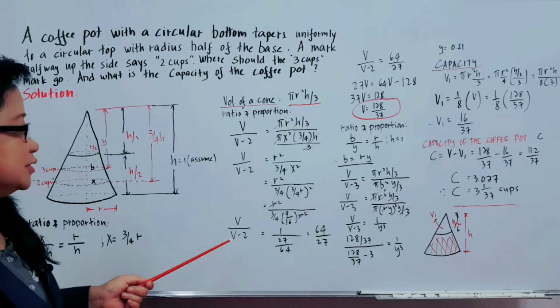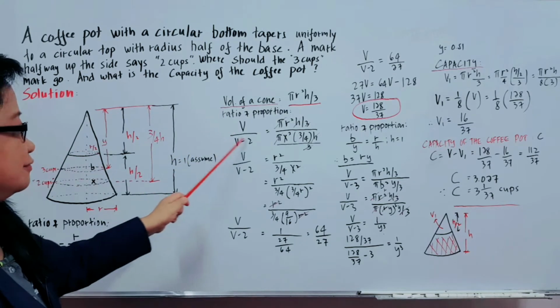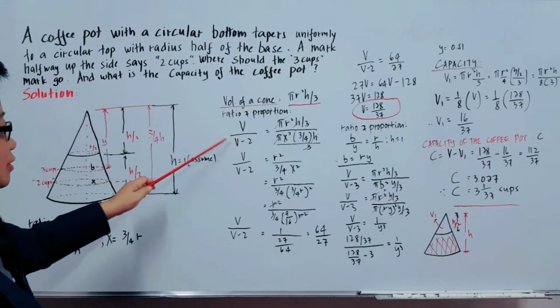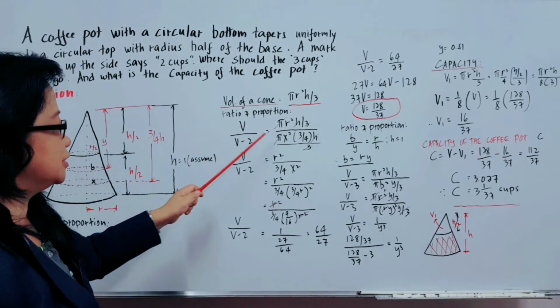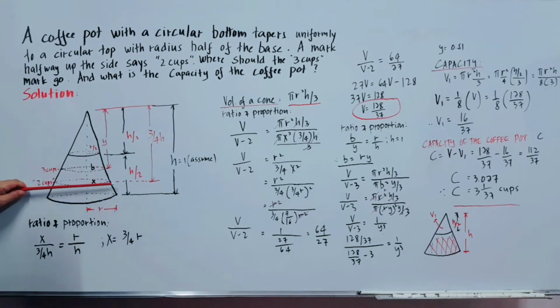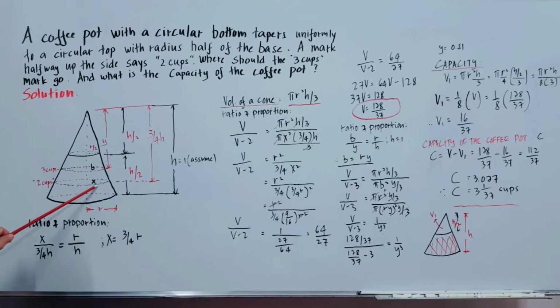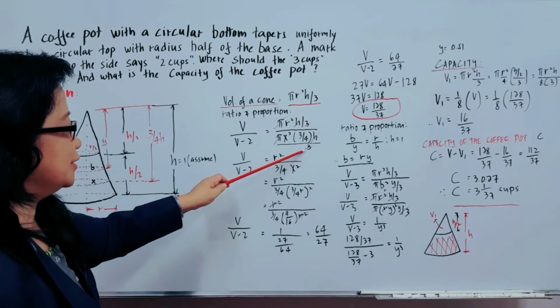Now, again, using the ratio and proportion, the volume of the whole divided by the volume where there is a mark, kung saan nakamark yung 2 cups, the volume of this one. So, volume of the whole divided by the volume minus 2 cups. So, volume of the whole is equal to pi r squared h over 3, divided by the volume at this one. What is the volume here? The volume here is equal to pi. What is the radius? It is x. So, x squared. And the height, of course, from here up is equal to 3/4 h. This is the height, divided by 3.